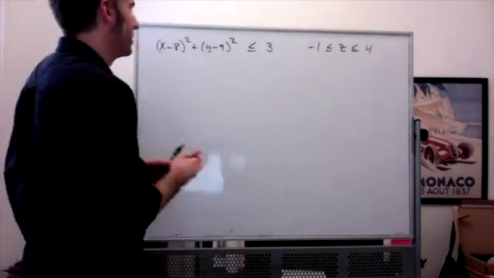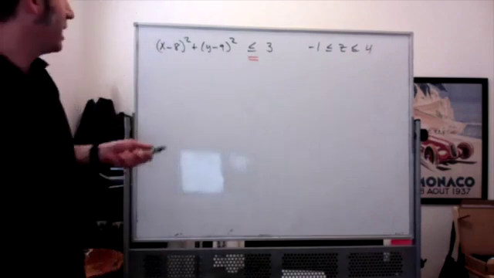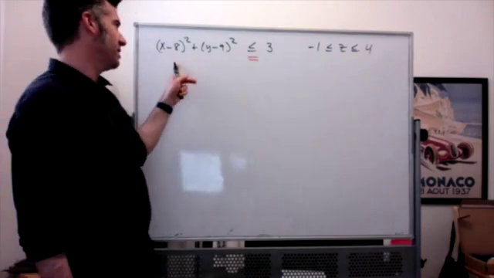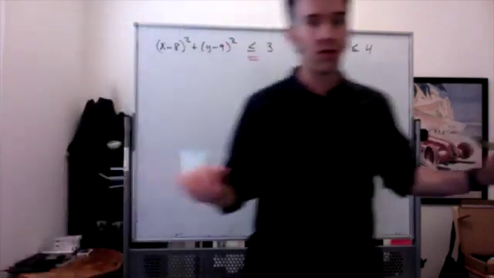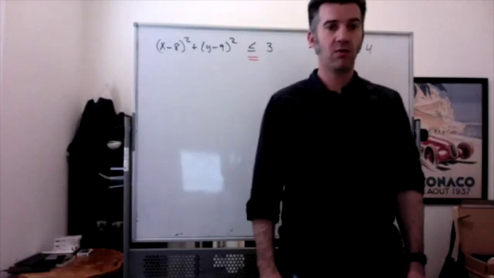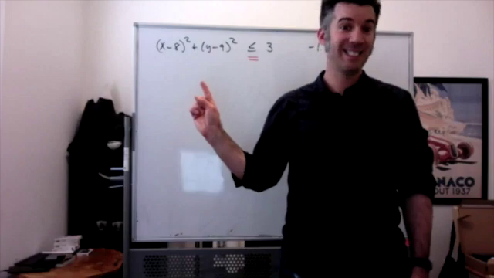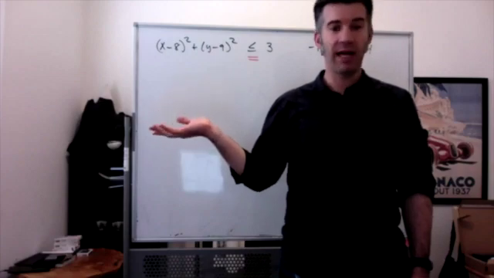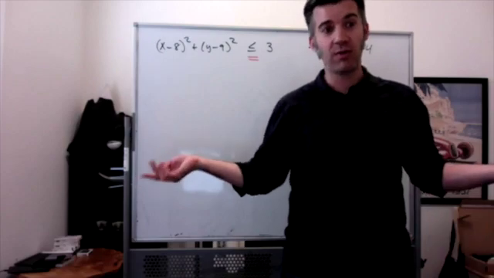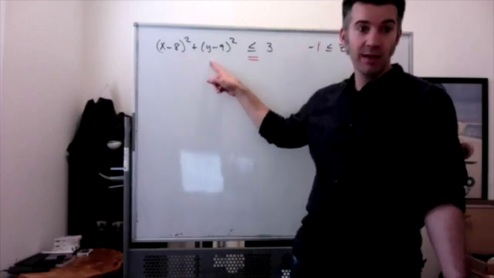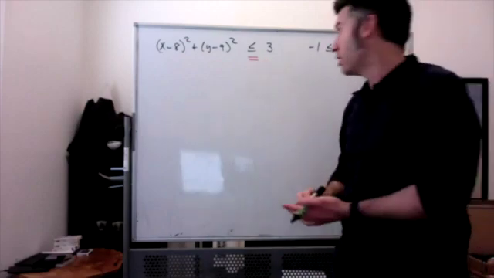Let's ignore the less than or equal to for just a second. What if this was equal to instead? If you had x minus 8 squared plus y minus 9 squared equal to 3 in 2 dimensions, let's ignore the z for a second. What kind of shape do we have? Everybody, I know you guys know what it is. It's a circle, with a center of 8, 9, and a radius of square root of 3, which is annoying, but it's what we got.